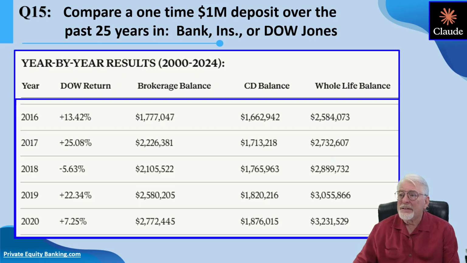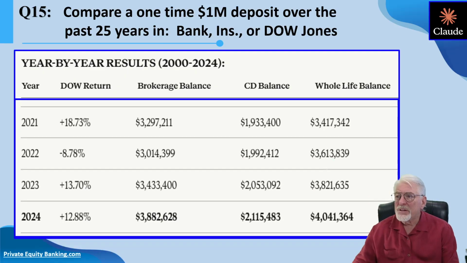From 2016 to 2020, at the end of that period, you've got 2.7 million in your brokerage account. You've got 1.8 million in the CD, so it's fine. The brokerage account is finally beating the CD, and your whole life is at $3.2 million. Between the last 4 years, 2021 to 2024, again all good positive years for everybody, your brokerage account is now at $3.8 million. Your CD balance is at $2.1 million, and your whole life insurance has grown to $4 million.